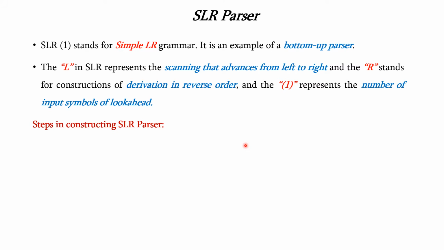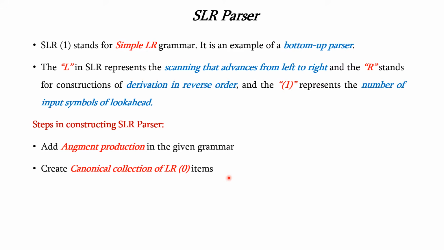Let us see the steps in constructing the SLR parser. First step is to add the augmented production in the given grammar. Second step is to create the canonical collection of LR(0) items. Third step is to construct the SLR parsing table. And fourth step is to parse the given string using the constructed parsing table.